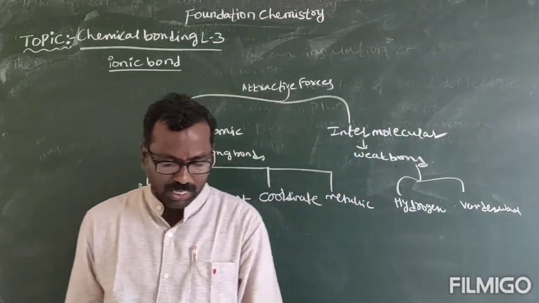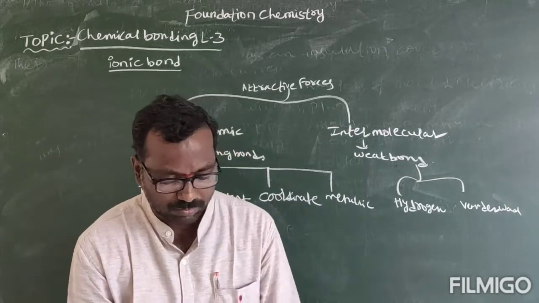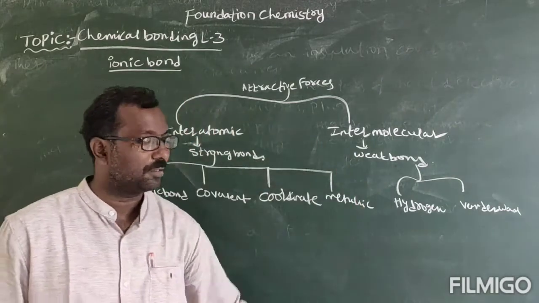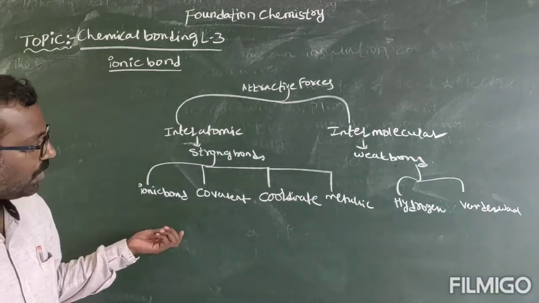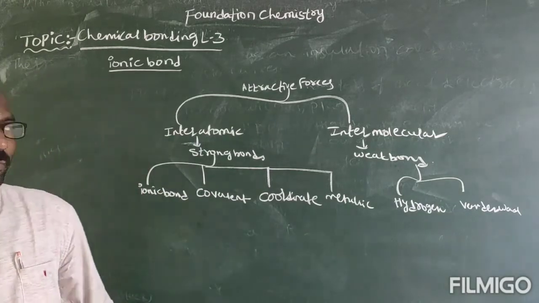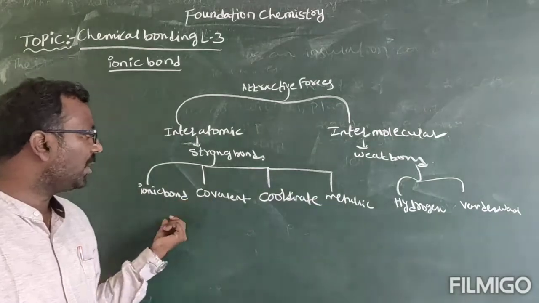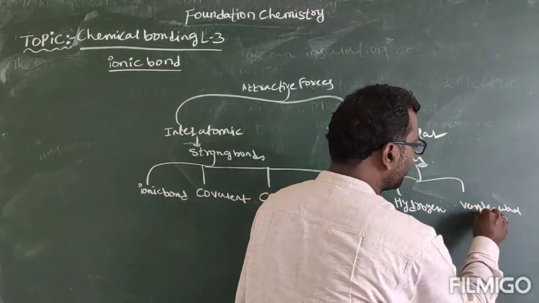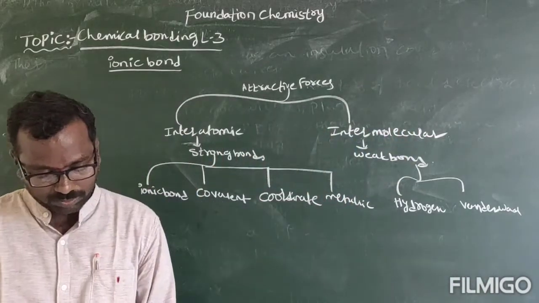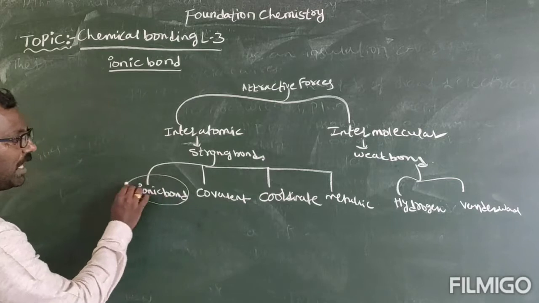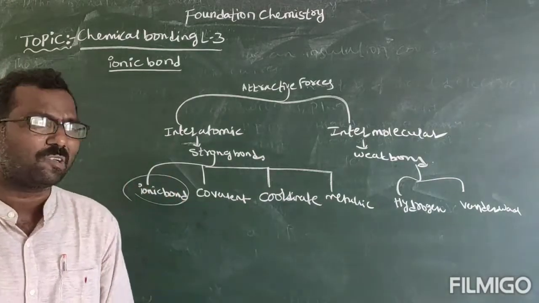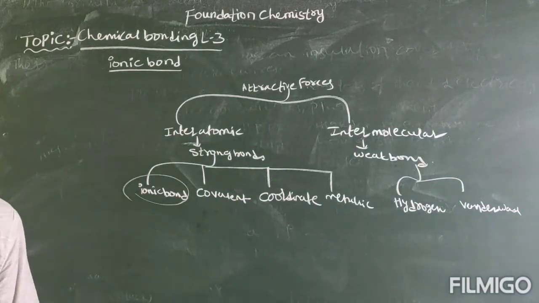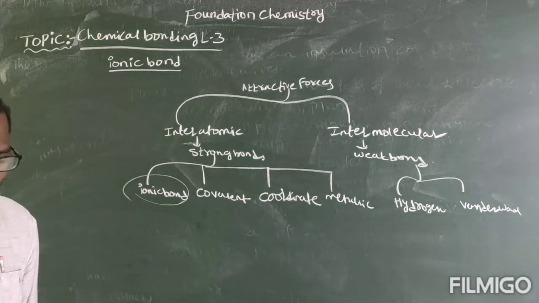The students who have the textbooks can see this chart on the first page itself. In the foundation textbooks, it is given as ionic bond, covalent bond, coordinate bond, metallic bond, hydrogen bond, and van der Waals bonds. Now coming to the point of ionic bond. What is an ionic bond? We will have a total in-depth discussion regarding the ionic bond in today's class.